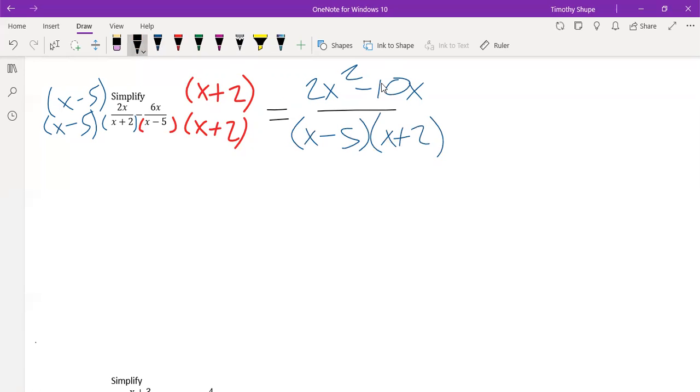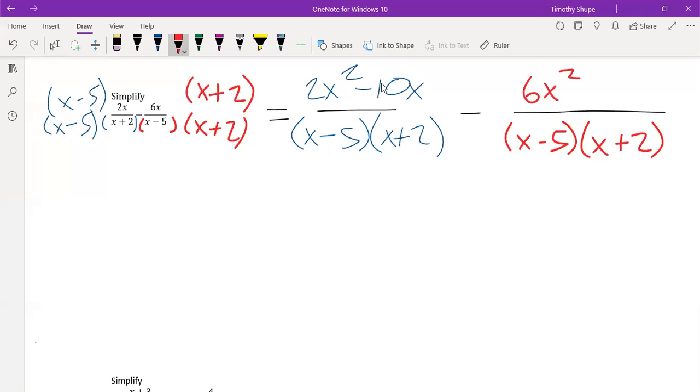But then I still need to subtract the second fraction. Denominator is x minus 5 and x plus 2. And then the numerator, if I distribute that 6x in, is going to be a 6x squared plus a 12x. So now we're at the point where we have the same denominator. We can go ahead and try to combine our numerators. So I've got a 2x squared from the first fraction and a 6x squared from the second fraction, and the operation between them tells us we're going to be subtracting.